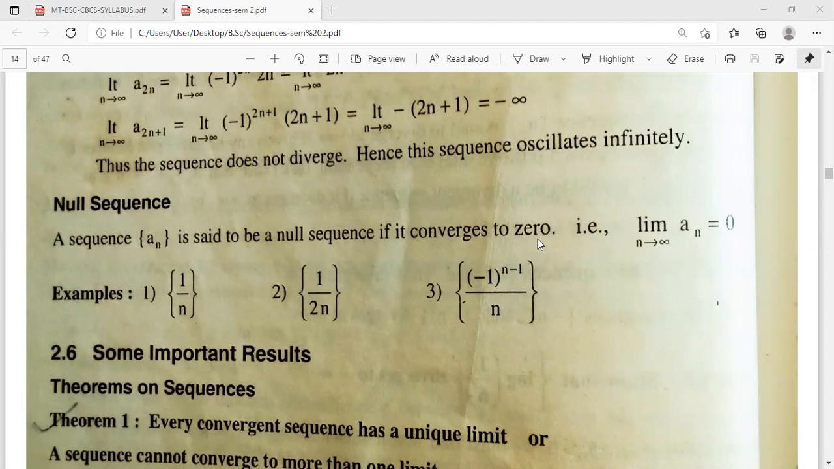Now the examples: 1 by n. If you take the limit of 1 by n as n tends to infinity, you get 1 by infinity, which is equal to 0. Here also the same case applies.